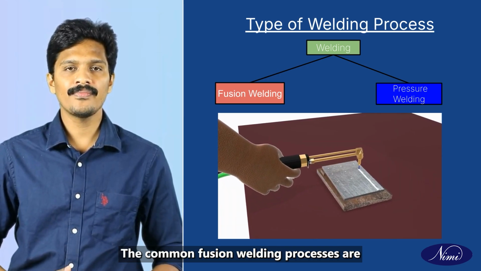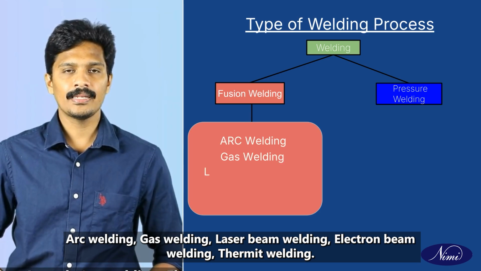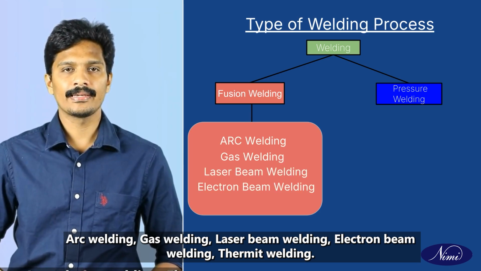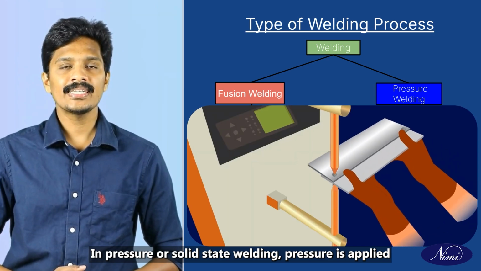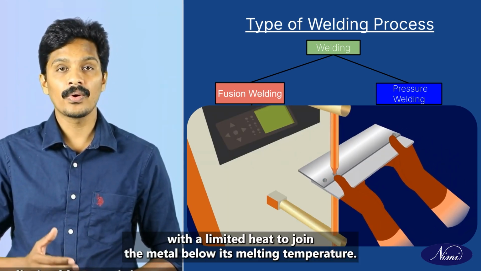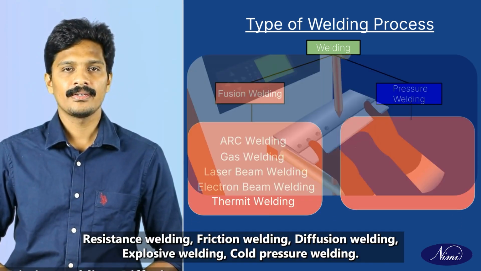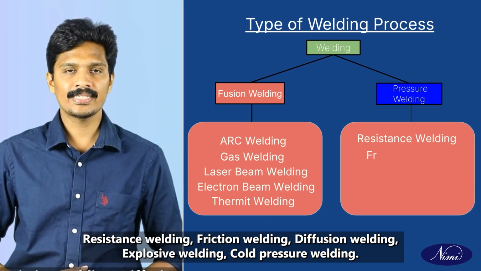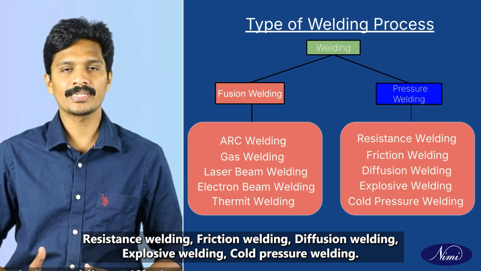The common fusion welding processes are arc welding, gas welding, laser beam welding, electron beam welding, thermit welding. In pressure or solid state welding, pressure is applied with a limited heat to join the metal below its melting temperature. The examples for pressure welding are resistance welding, friction welding, diffusion welding, explosive welding, cold pressure welding.